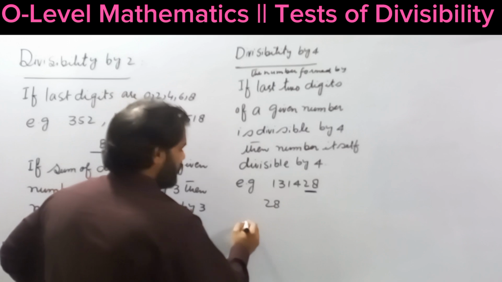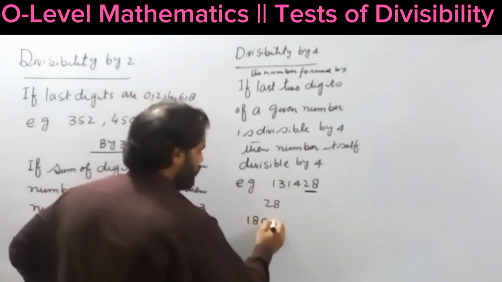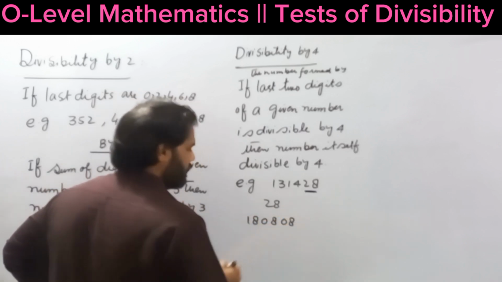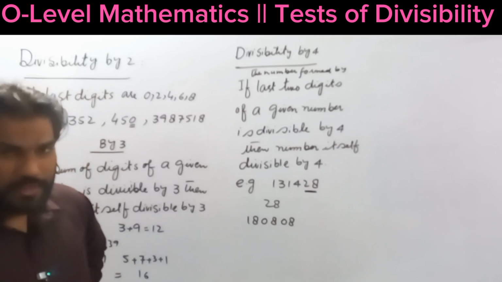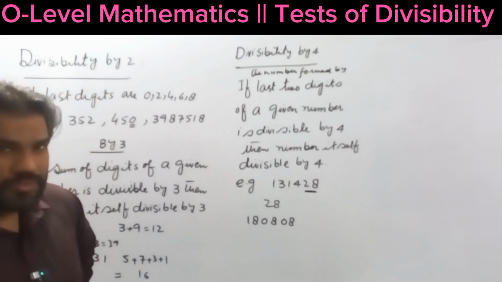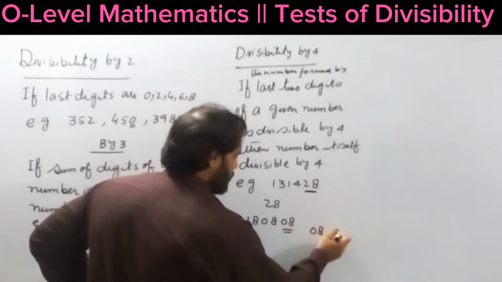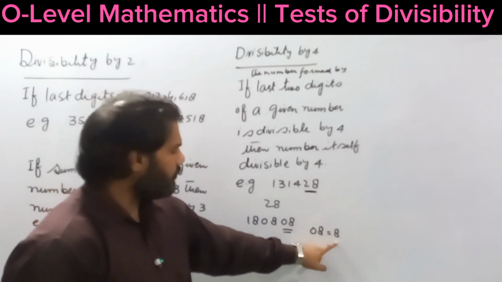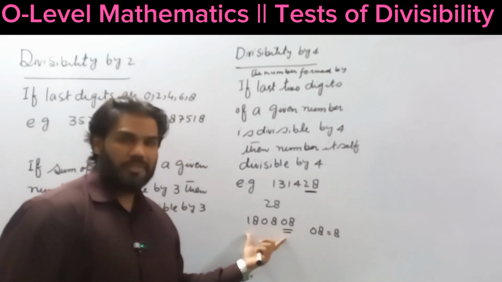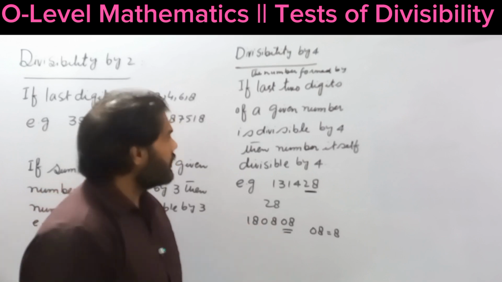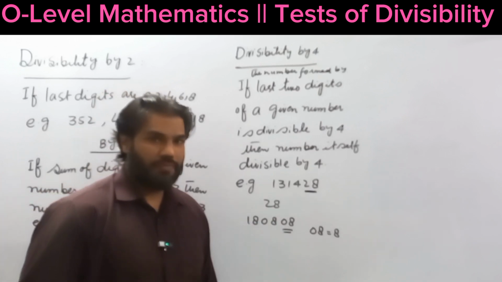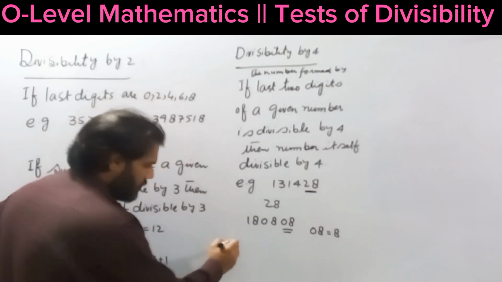Suppose we have a number 180808. The number formed by the last two digits is 08. 08 means only 8. As 8 is divisible by 4, this number is completely divisible by 4. Next we move to divisibility by 5. Divisibility by 5.